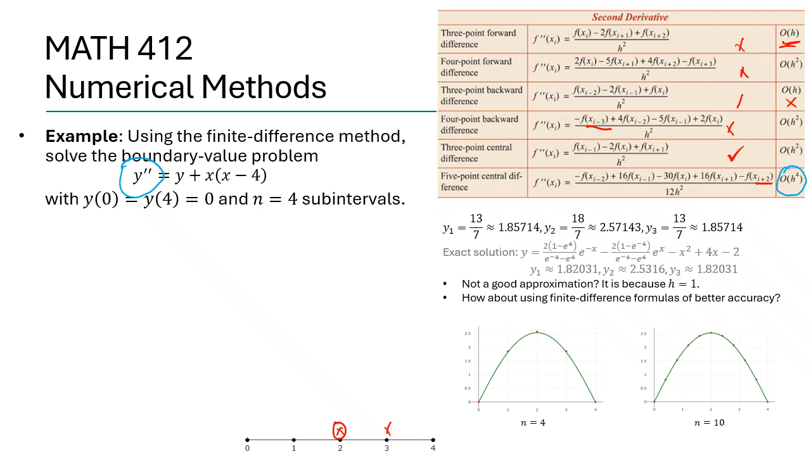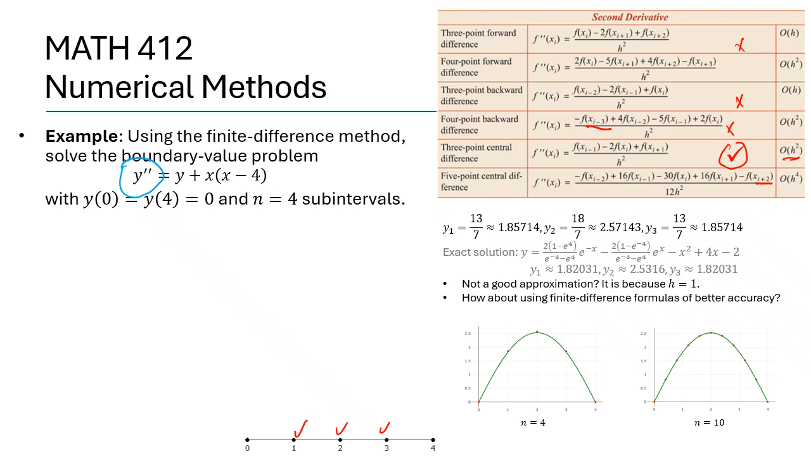So only this one is good. It's the 3-point central formula. It is valid for all the points in which we're interested. And the truncation error is small.